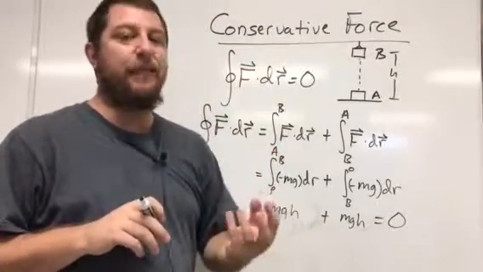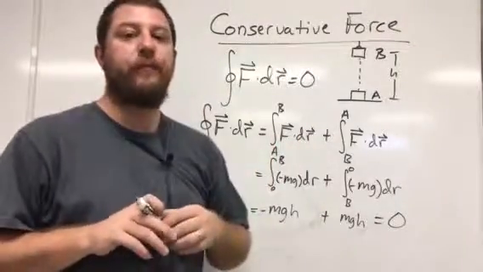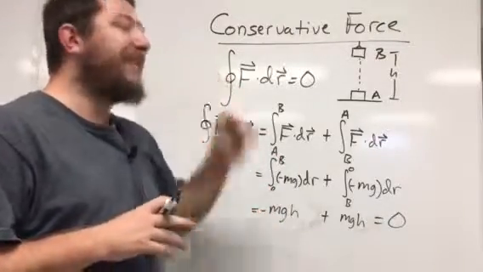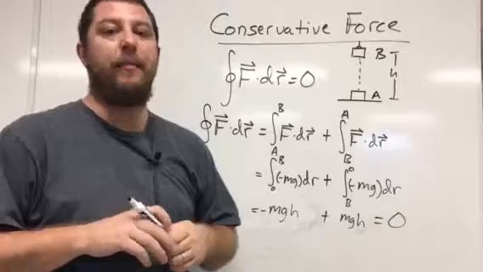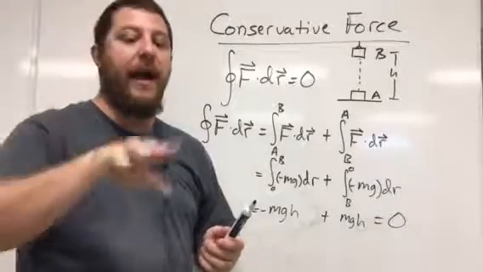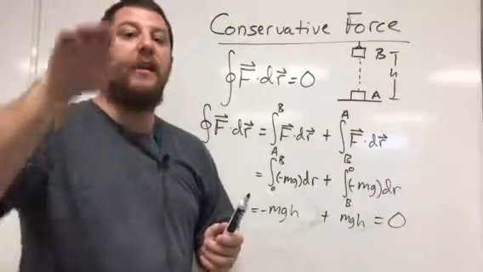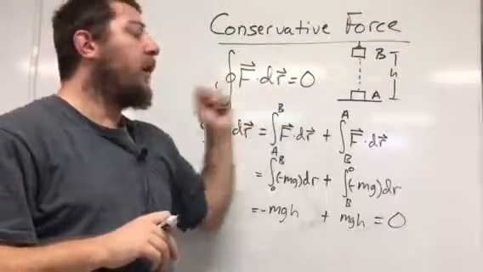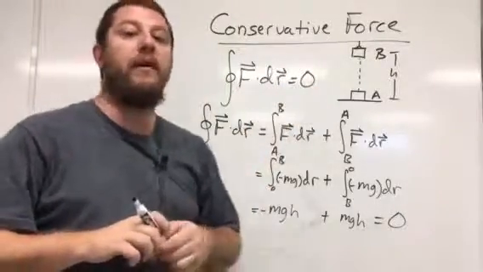Now this is a nice example because the forces are constant. It takes a little bit more math when the forces are not constant, but the idea of the closed integral is the same. You're just looking at a closed path, a starting point, and then it comes back to that starting point. If the total amount of work done over that path is 0, then the force is conservative.